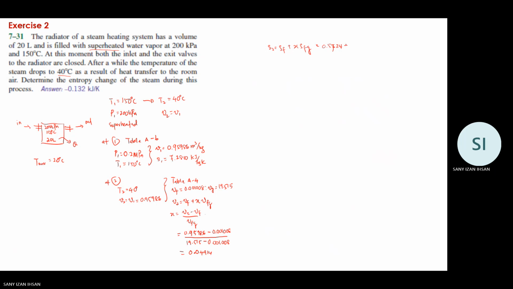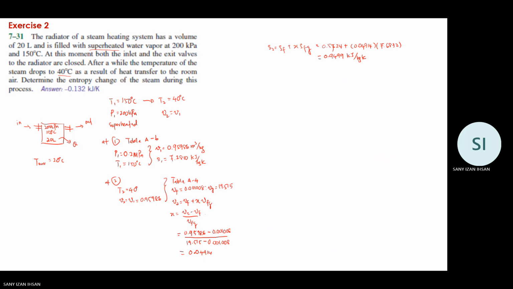5724 plus X is 0.04914, and SFG from the table is 7.6832. Okay, so if you solve this, then you have S2 is nothing but equals to 0.9499 kilojoule per kilogram Kelvin.